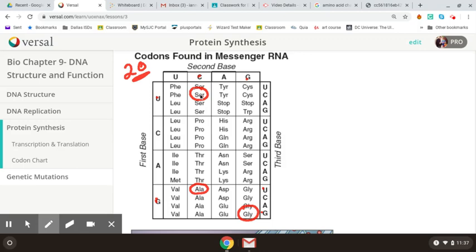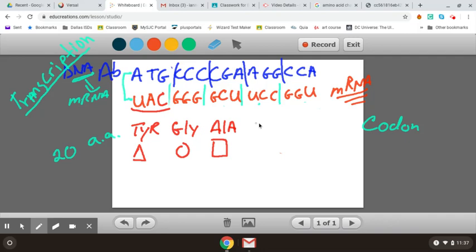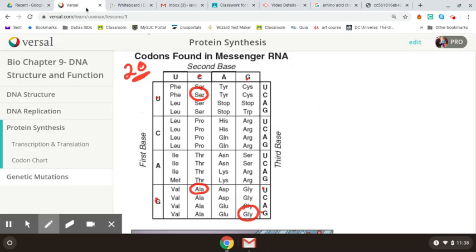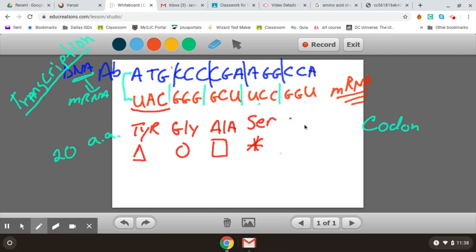So UCC made serine, and we'll say that is an asterisk shape. Then the last one is GGU. We go back here, GGU, and again that's glycine. That made glycine again. So we go over here, and that's GLY, and that gives us a circle. So this is the protein that was made from this code.